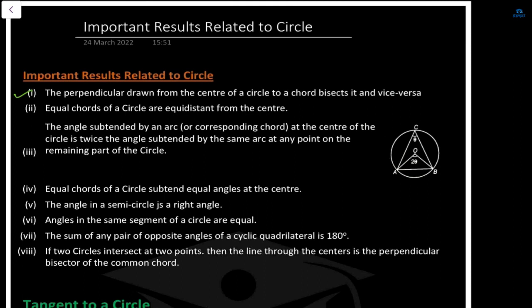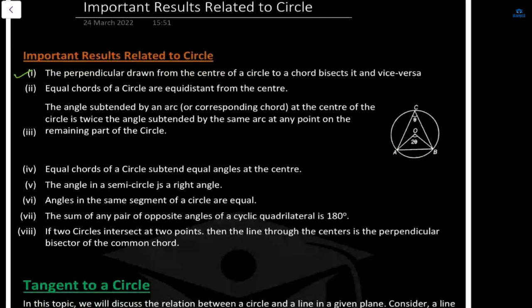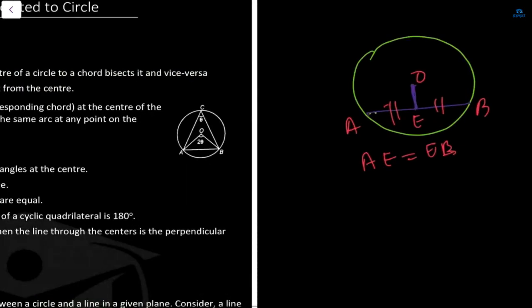Okay, that means the opposite is also true. If a chord is bisected, then the line OE, which is bisecting it, is perpendicular on it.